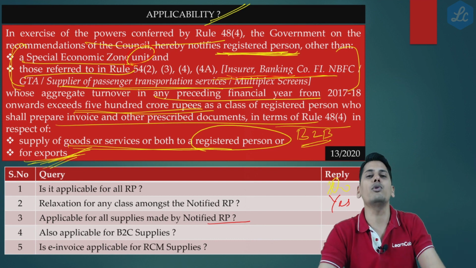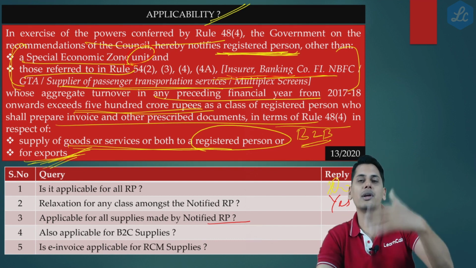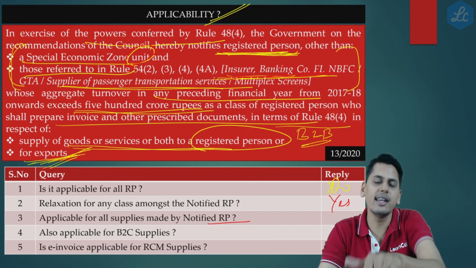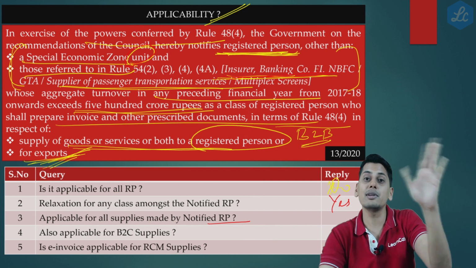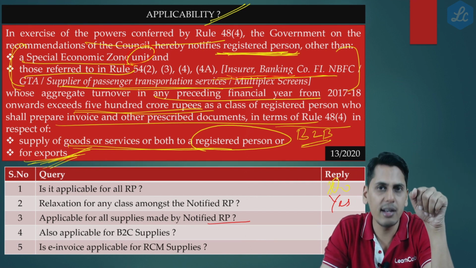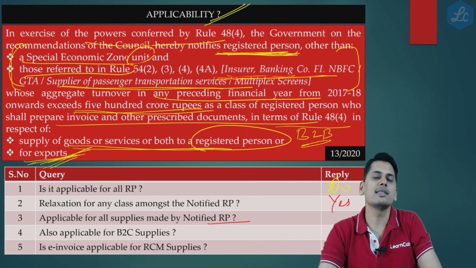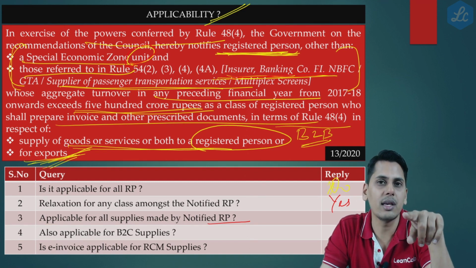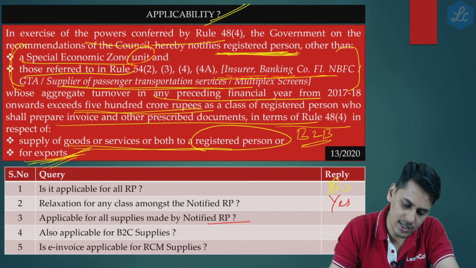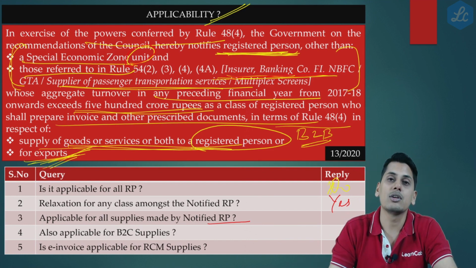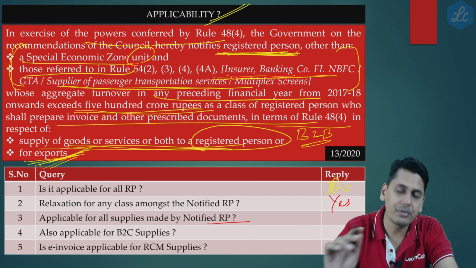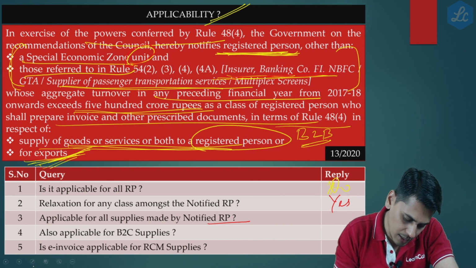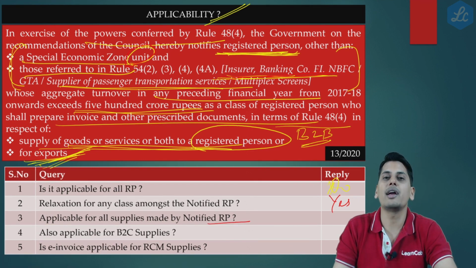Now friends, as regards exports, let's suppose I am exporting some goods from India to USA. Whether the recipient is registered under GST in India? The answer is no. My foreign customer is not registered under GST law in India. Is it B2B supply? The answer is no. Is it B2C supply? Yes. Whether e-invoice is applicable? Yes. Because it tells you it is applicable for supply of goods or services to a registered person or in case of exports.